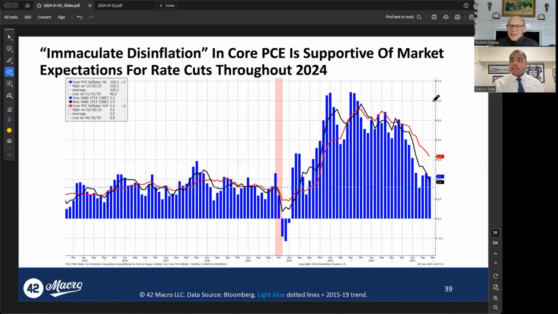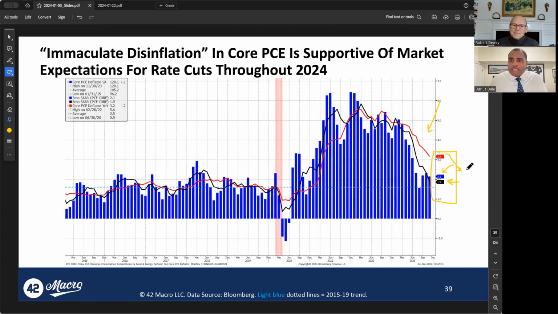The inflation that everyone cares about, and particularly the Fed, core PCE, is doing exactly what the bond market wants it to do, which is exhibiting textbook deceleration. We're back down at 2.1% 3-month annualized for core PCE. We're at 1.9% 6-month annualized for core PCE. And that to me tells me that the 3.2% year-over-year rate is headed lower in the coming months. And so that's what the bond market's anchored on.